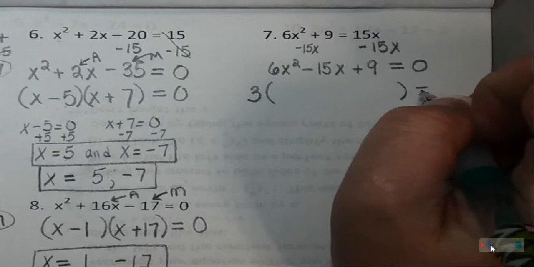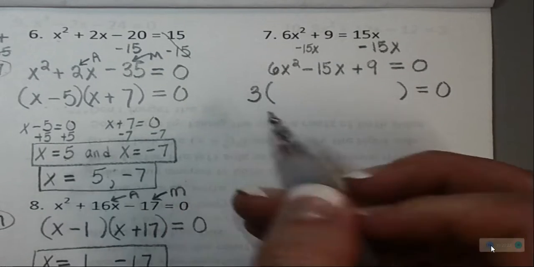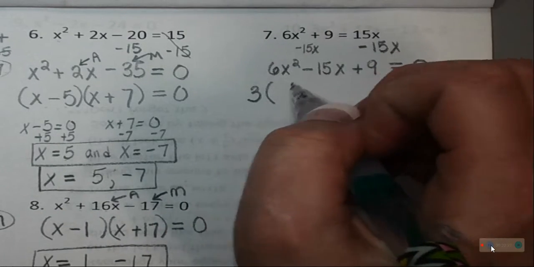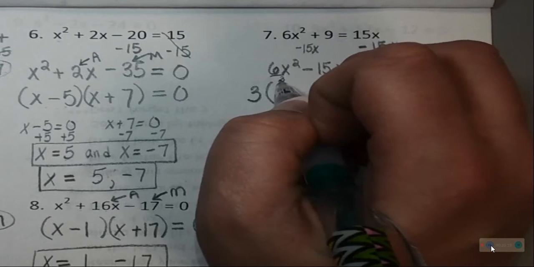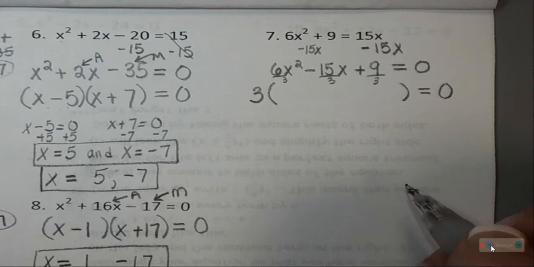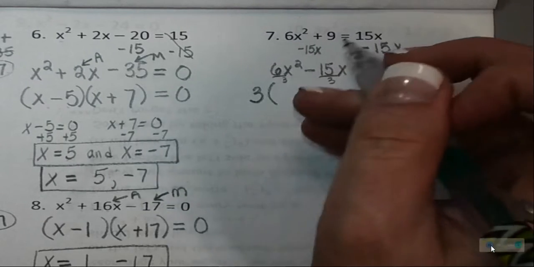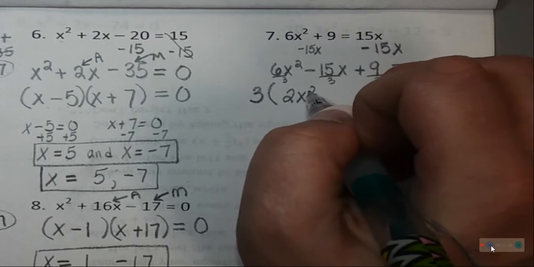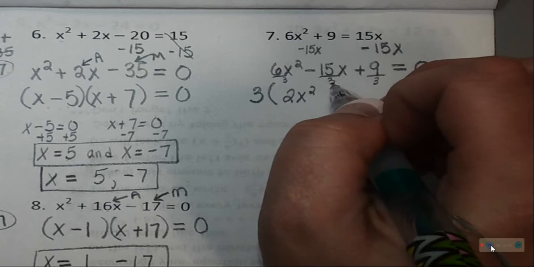Now, when we have that greatest common factor, it writes out front, and you got to get the rest of the stuff. You're going to divide each of these by 3 in your head and write it down. What is 6 divided by 3? 2x squared. What is negative 15 divided by 3?